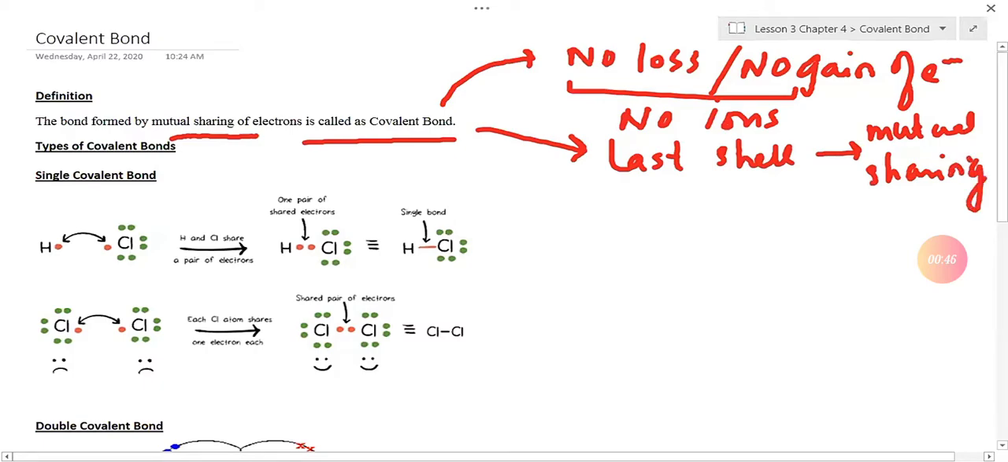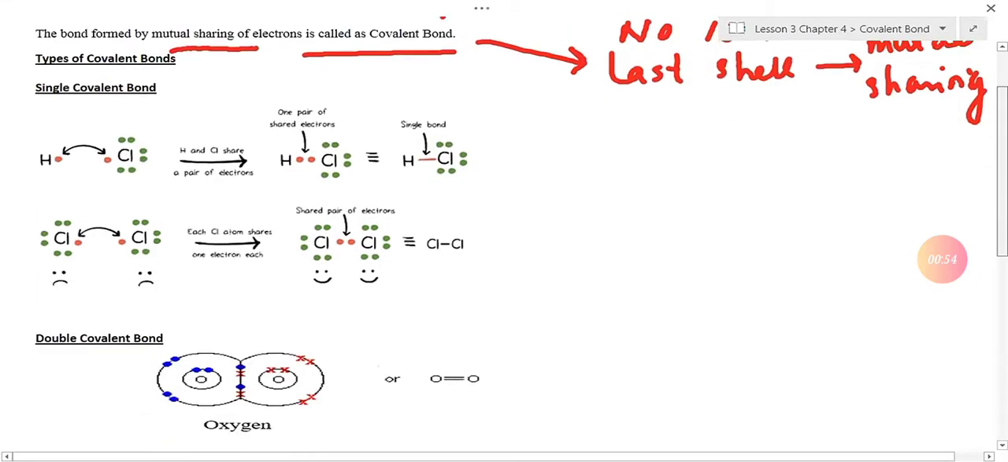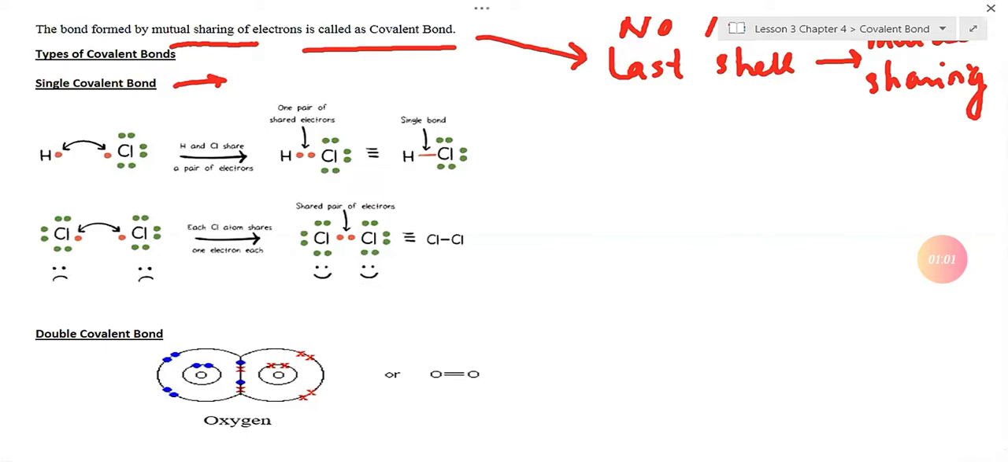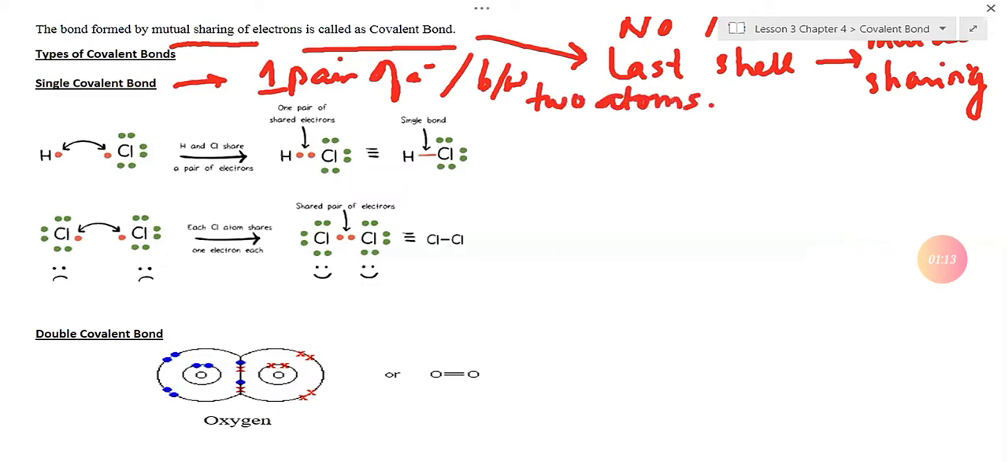So for drawing the dot and cross structures of covalent compounds, we'll just draw the last shell and indicate the mutual sharing of electrons. Please remember the covalent bond is formed between nonmetals and nonmetals. Types of covalent bonds. Let's talk about the single covalent bond. If one pair of electrons is shared between two atoms, this is called a single covalent bond. One pair of electrons shared between two atoms.